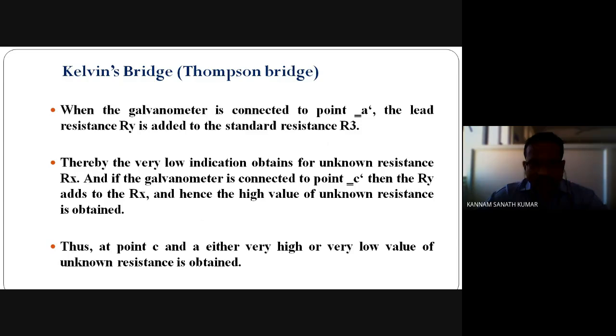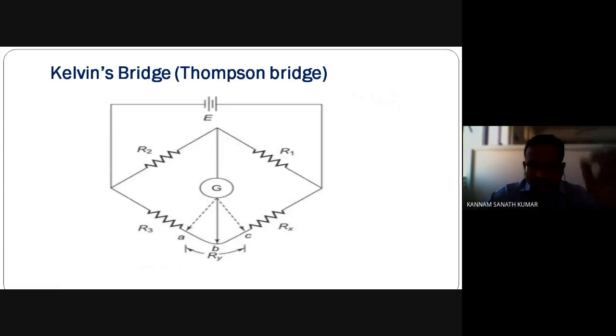So see here. When it is connected to point A, this Kelvin bridge can measure a large amount of resistance. In order to find a small amount of resistance, the galvanometer pointer is connected to point C so that the resistance can decrease. So you can find a small amount of resistance. This resistance will be added to the fixed resistance R3 plus Ry.